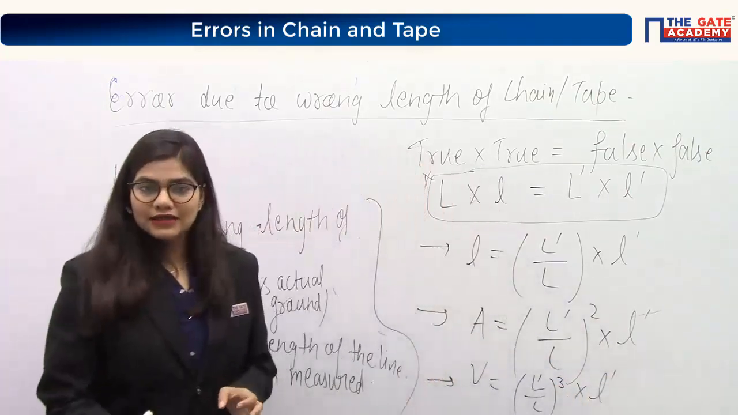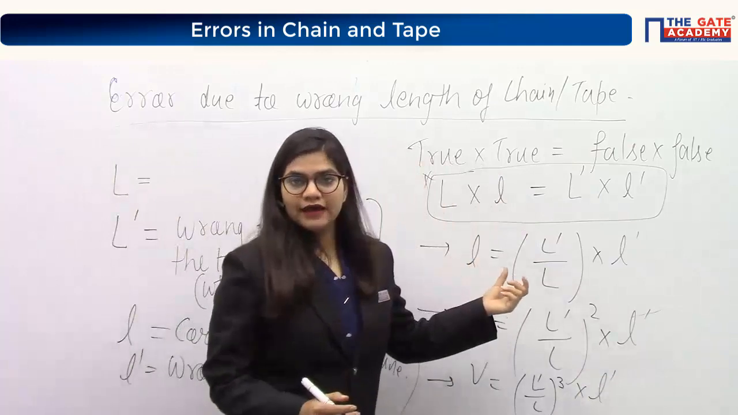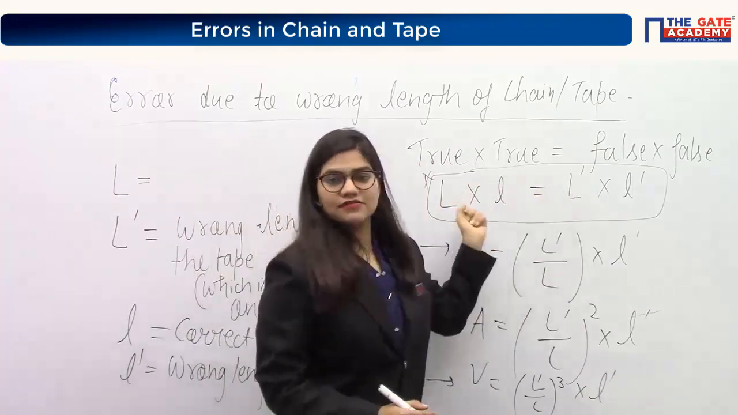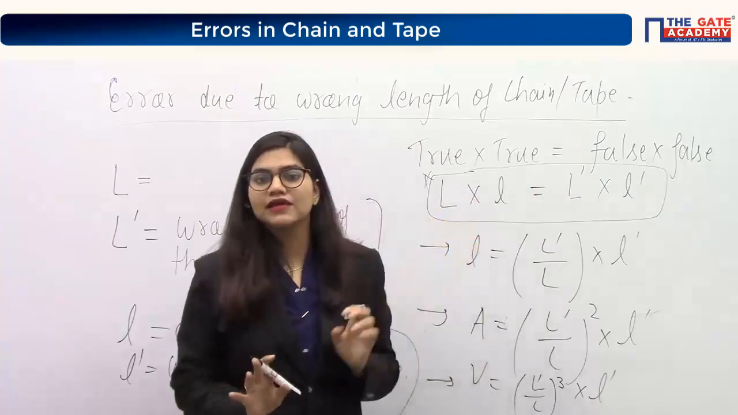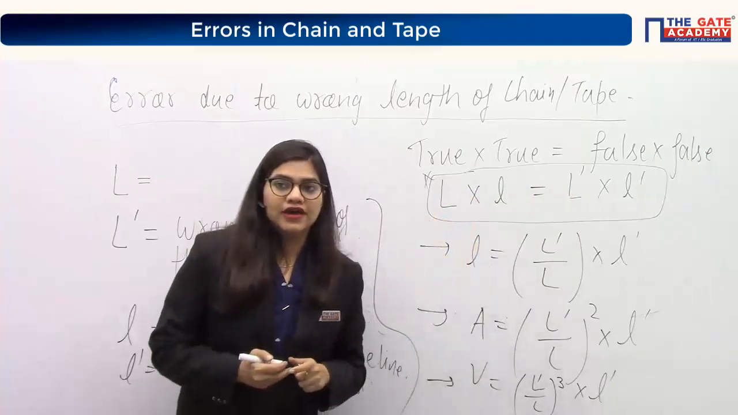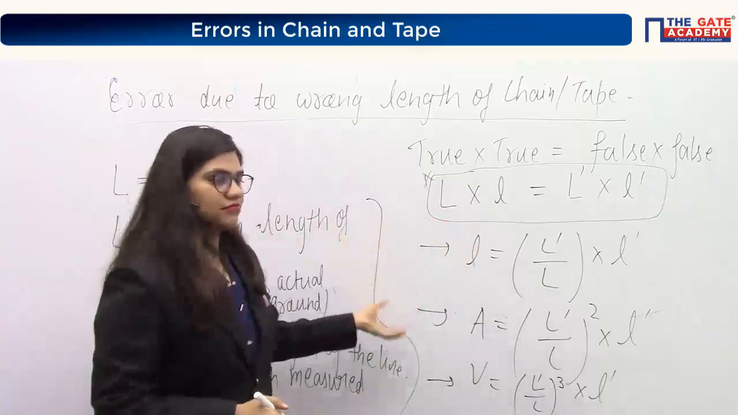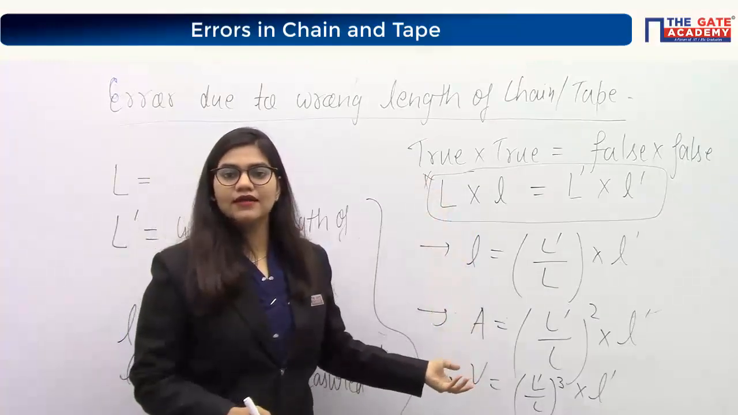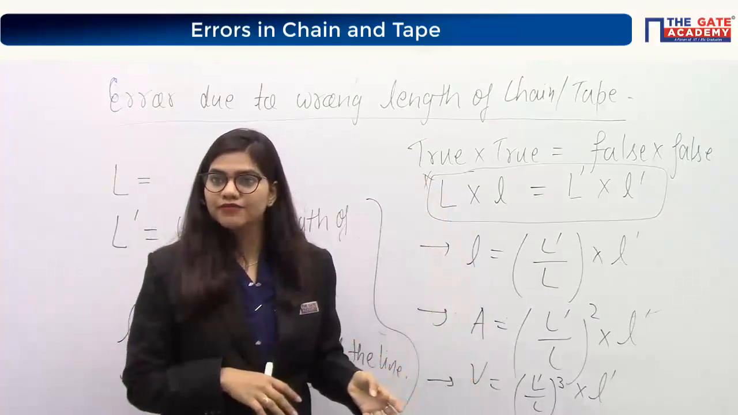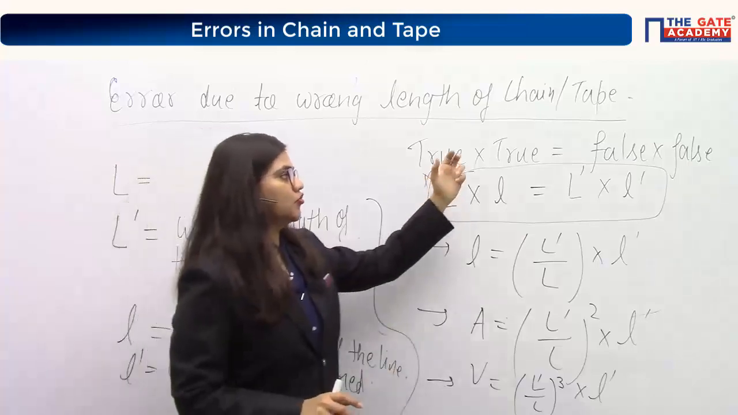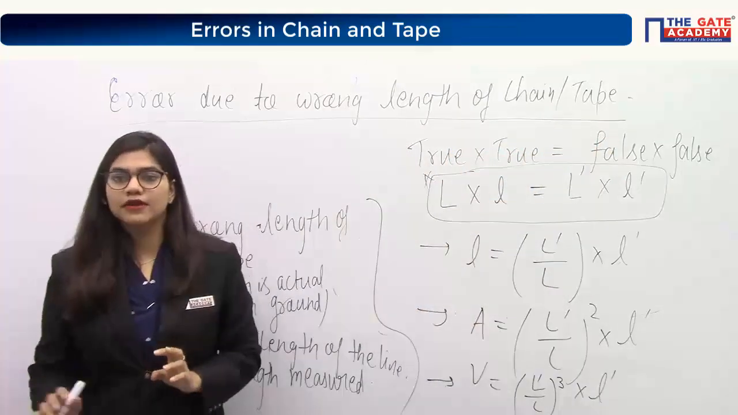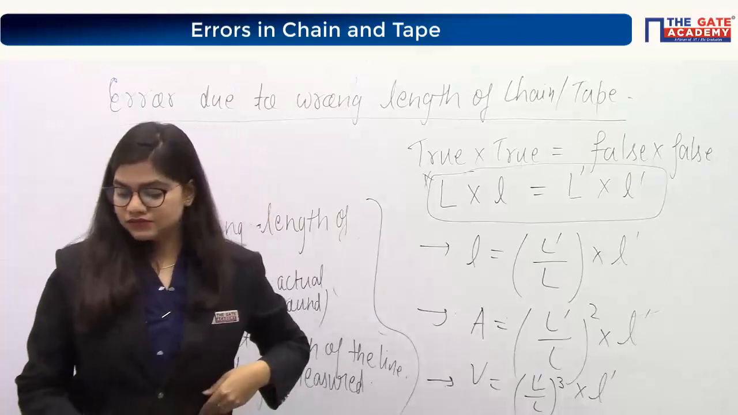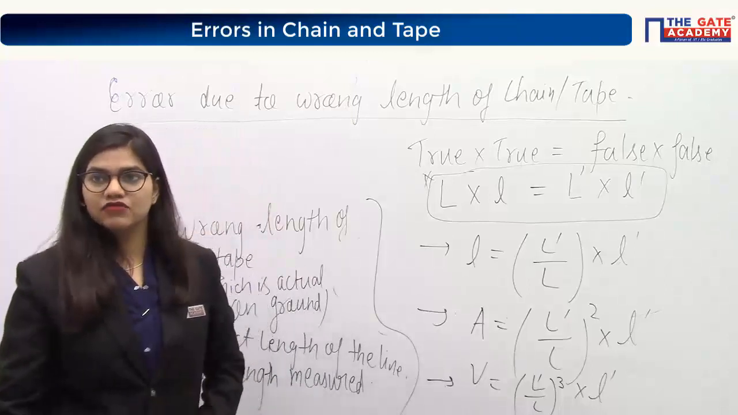So nothing. If you want area, just square this. If you want the volume, just cube this. Nothing else. I hope you clearly understand it. There is nothing like mugging up the formula. Just remember true into true is equal to false into false. That's it. Just write this. After that we'll do the question.